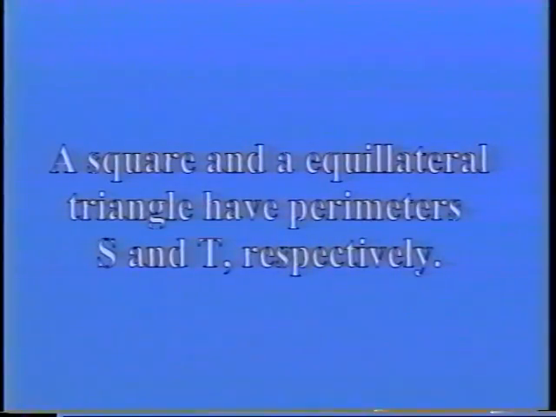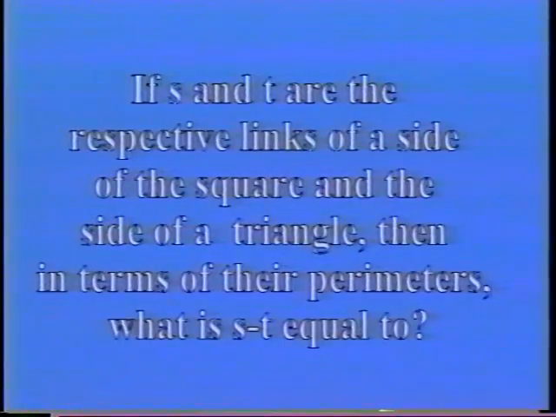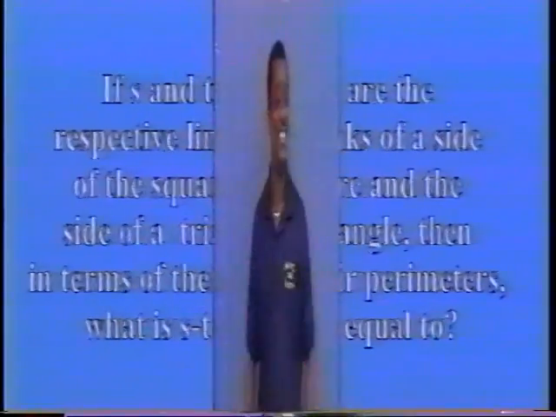Okay, get ready for this one. A square and an equilateral triangle have perimeters big S and big T, respectively. If little s and little t are the respective lengths of a side of the square and a side of the triangle, then in terms of their perimeters, what is little s minus little t equal to? What do you think? Now, did you understand the problem?